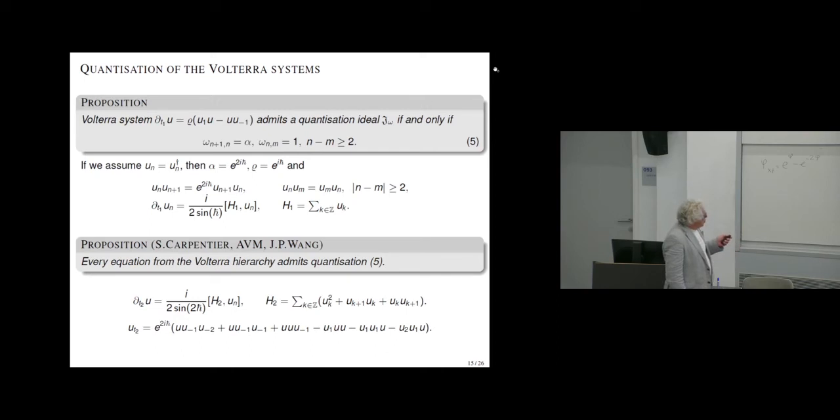And we proved with Sylvain Carpentier and Jim Van that this quantization, or this ideal, is invariant not only with respect to Volterra, but the whole hierarchy of Volterra equations. This proof, unfortunately, was done by brute force. It's not a very intelligent proof, it's just brute force, but combinatorial. But it is proven, and you can find the second term of this quantization here, for instance, second equation, and that is the second Hamiltonian.